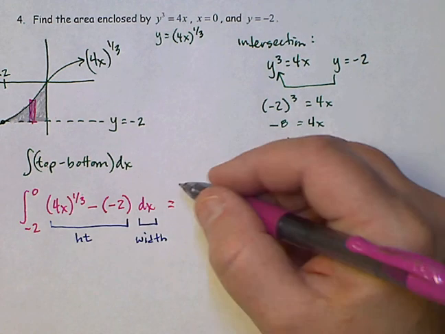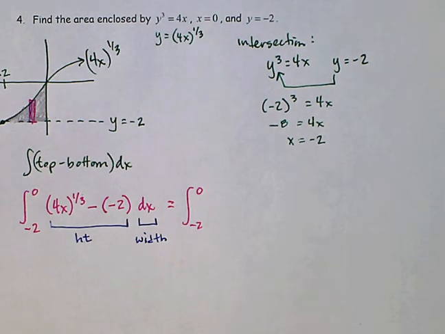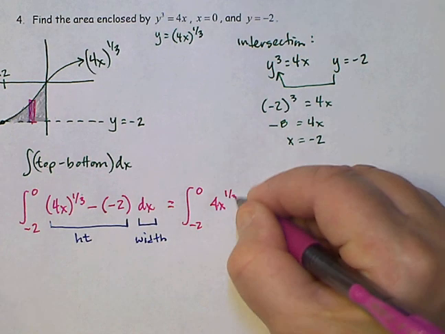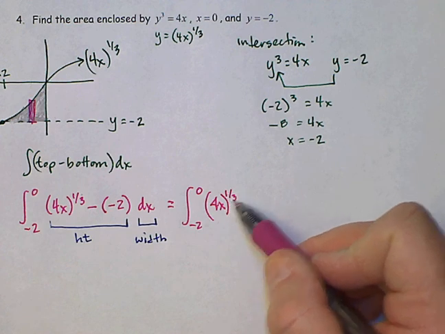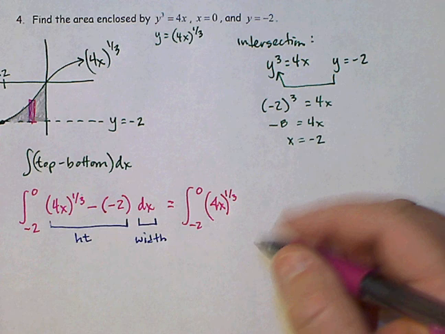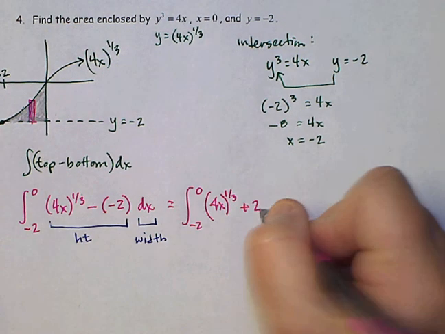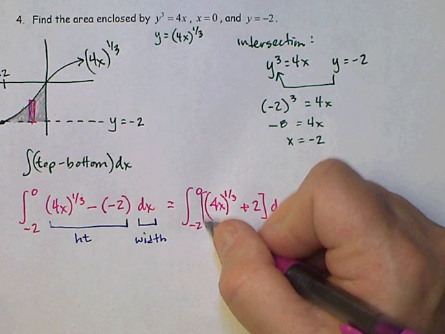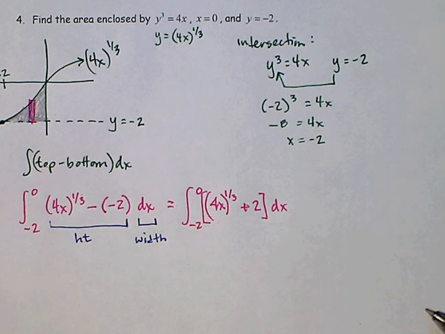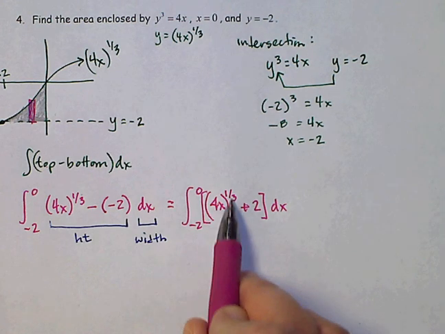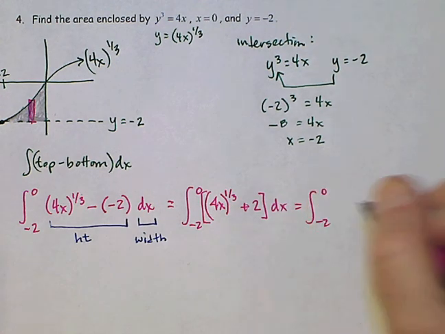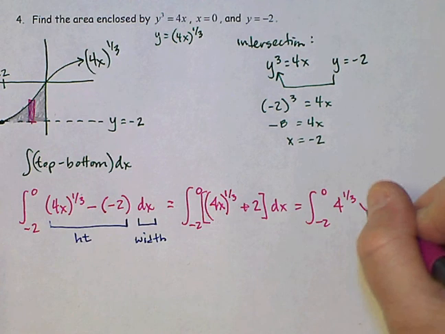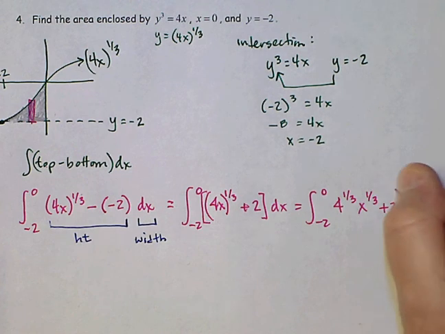And what do we get here? This is going to be the integral from negative 2 to 0. If we clean this up a little bit, (4x) to the 1/3 power. Hey, by the way, don't forget those parentheses too, because the 1/3 power applies to the 4 as well as the x. This is now going to be a plus 2 dx. And this we can just anti-differentiate. What I'd like to do is separate the whole number here from the variable, so I'm going to do that. Negative 2 to 0, 4 to the 1/3 power times x to the 1/3 power, all plus 2.